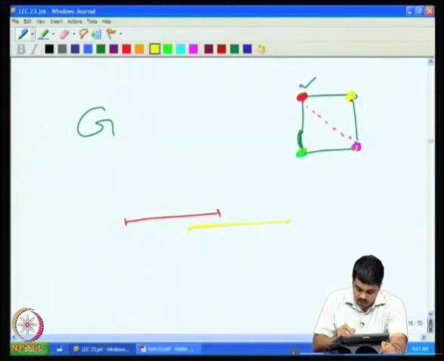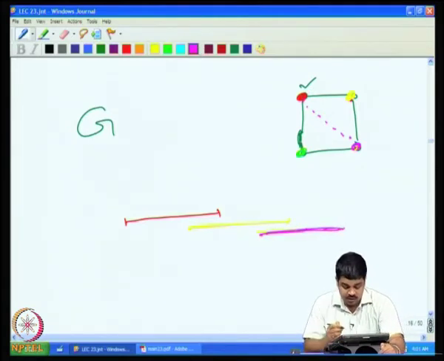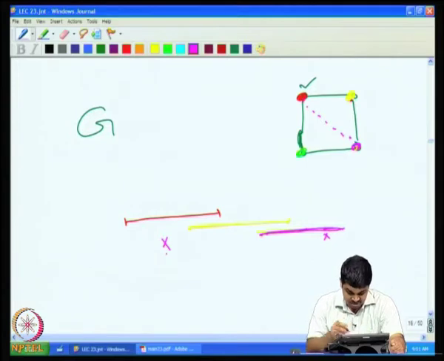So, we cannot draw violet in this direction; violet will have to be drawn in this direction now, right. Now, we are stuck for green. What will happen to the green? Because the green has to touch violet, it has to touch red, but it should not touch yellow. Is it possible to draw like that?